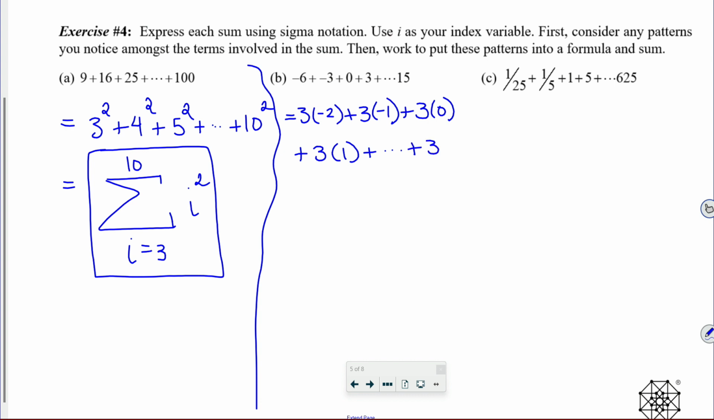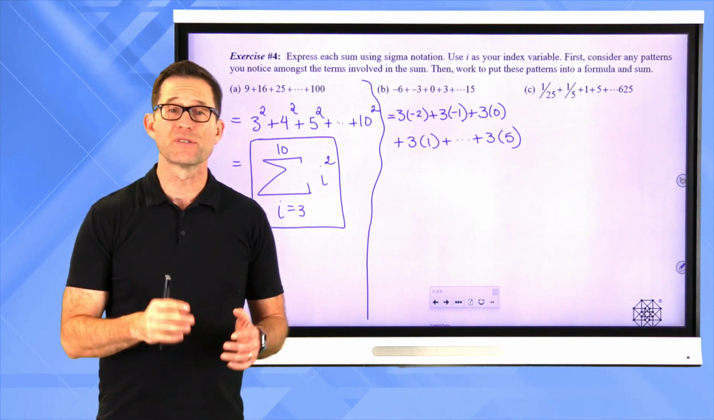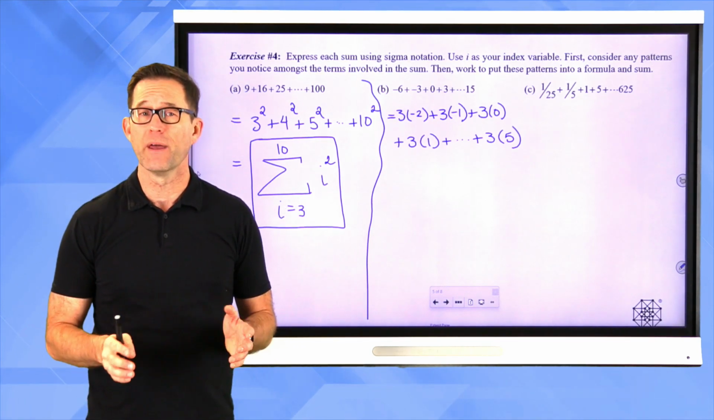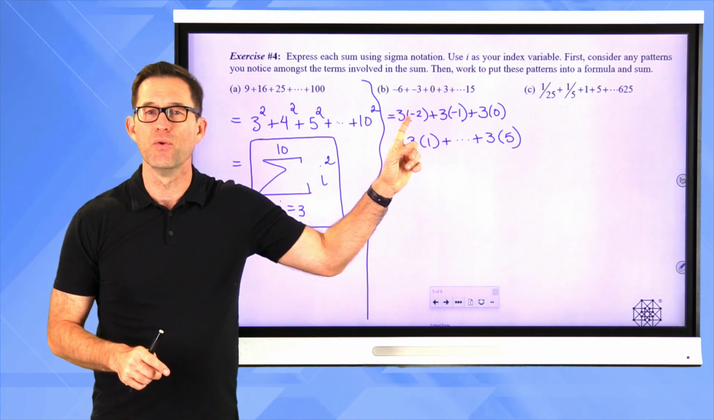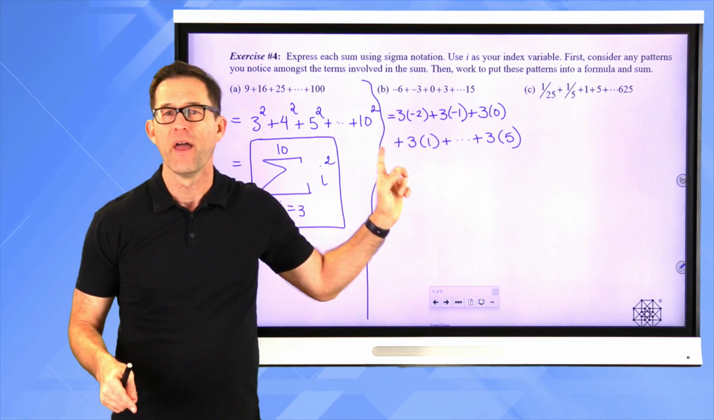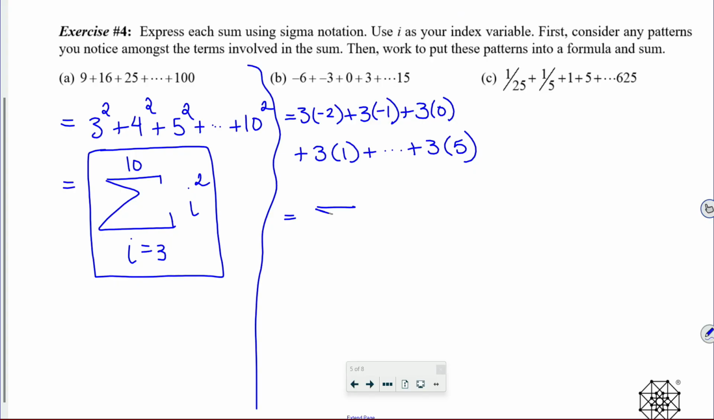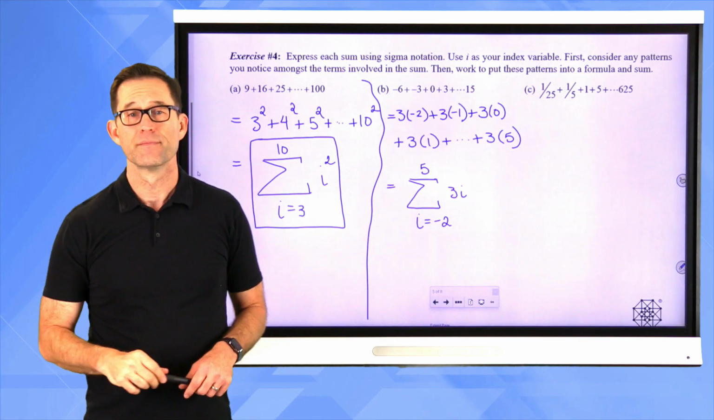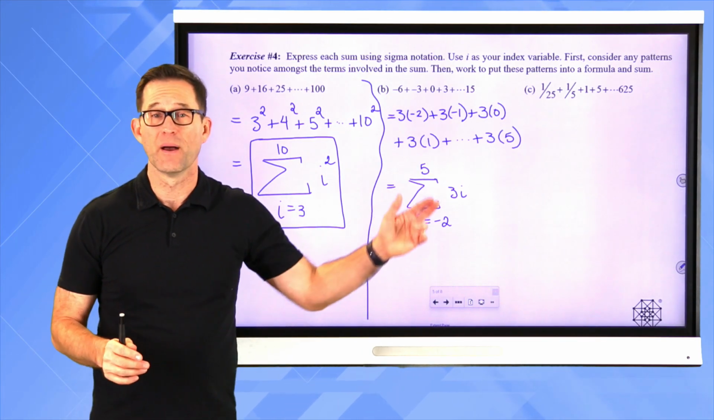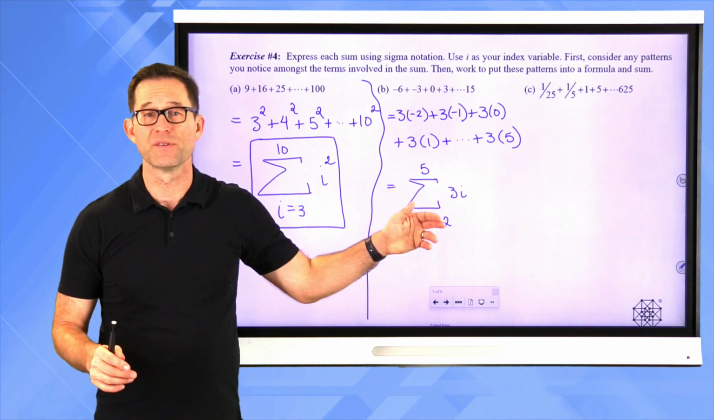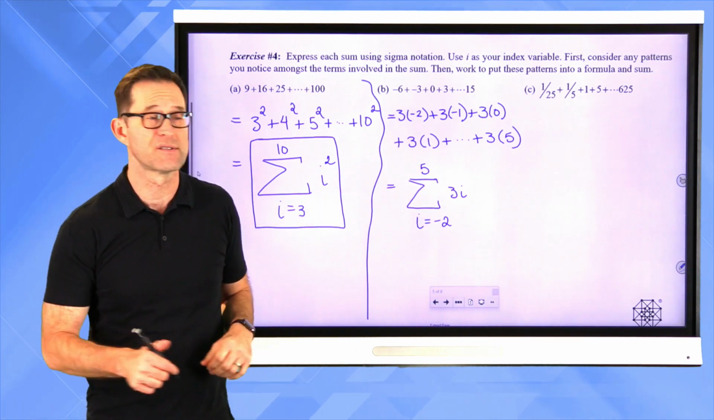And the last term is 3 times 5. So it looks like what we're doing is we're summing multiples of 3, right? Where we start with -2 as our first multiple and go all the way up to 5. So we can say now that this is the summation of 3i, with i starting at -2 and going up to 5. And that's it, right? 3 times -2 plus 3 times -1 plus 3 times 0 plus 3 times 1, etc.